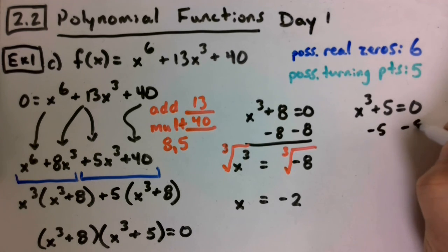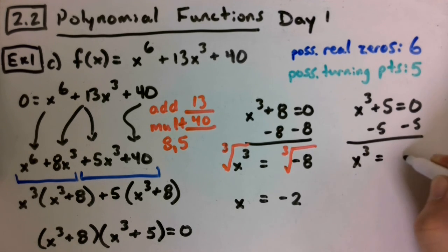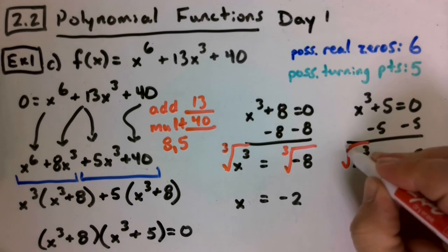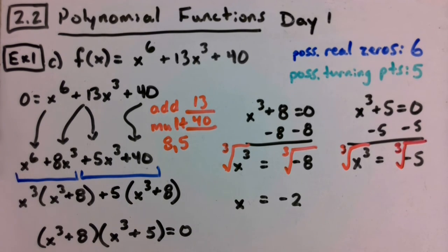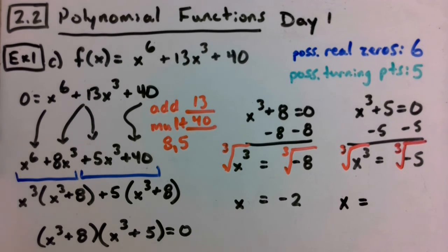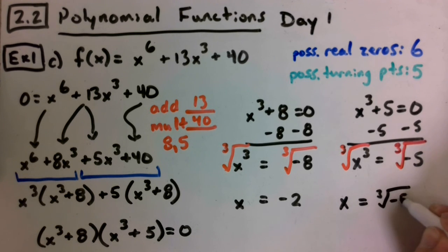I want to do the same thing with the other equation. I'm going to subtract 5 on both sides. That will give me x cubed is equal to negative 5. To get rid of the cubed, I am going to do the cube root on both sides. Doesn't matter that there's a negative on the inside, and I also don't need the plus or minus. I just need to simplify this as much as possible. The cube root of 5 does not simplify at all. So this is one of our possible answers, the cube root of a negative 5.